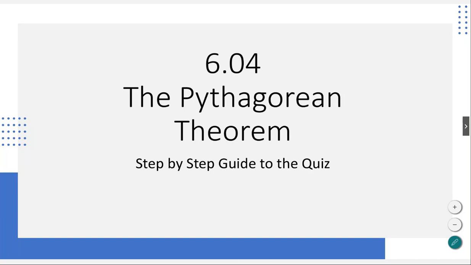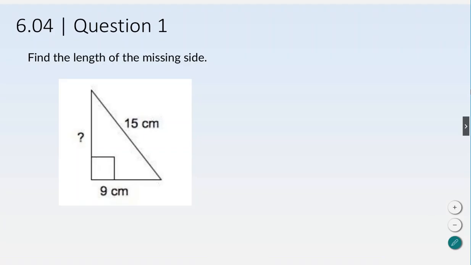Okay, so without further ado, let's check out what essentially you're going to see in question one. So it says find the length of the missing side. Okay, so let's do a quick review. So the Pythagorean theorem says a squared plus b squared equals c squared. Now, that might not make a whole lot of sense to you, so let's break that down.